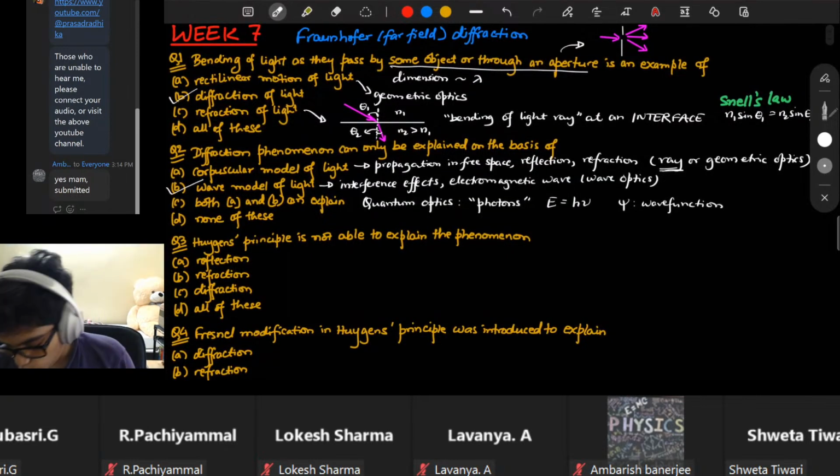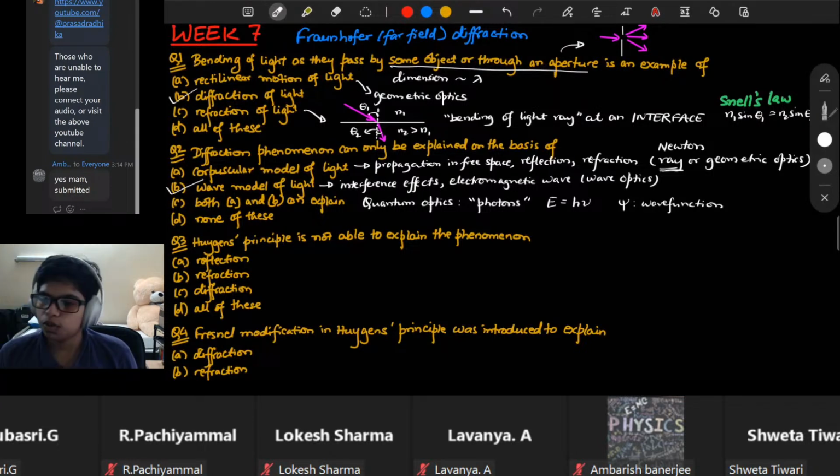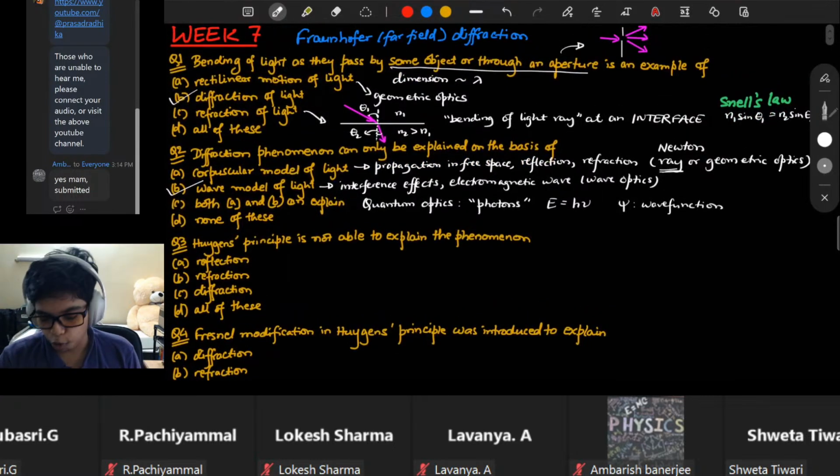So the corpuscular model of light was given by Newton. He was the one who propagated this corpuscular theory of light. Of course, there were supporters for this. There was Rene Descartes, who actually came up with this. He was also very prominent with this corpuscular model of light.